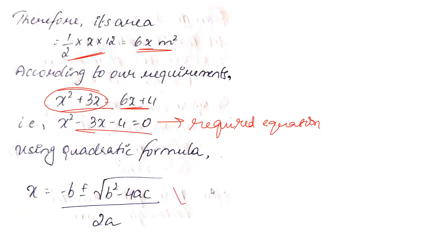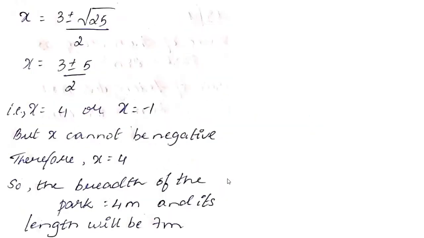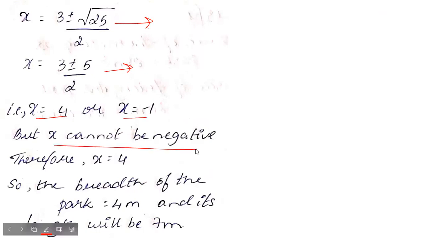So formula, substitution, simplification, getting two roots. But we know x is breadth. Breadth cannot be negative, it's a scalar. So x cannot be negative. So x equal to minus 1 is ignored. So the breadth of the park is 4 meters and its length will be 7 meters.